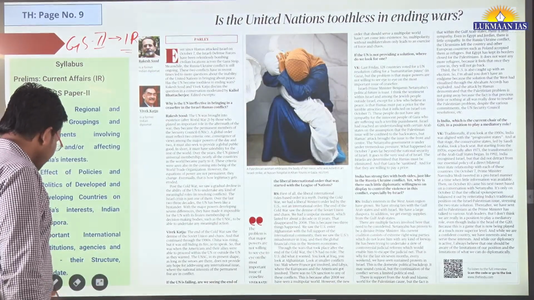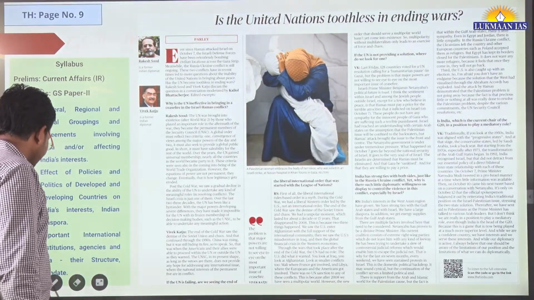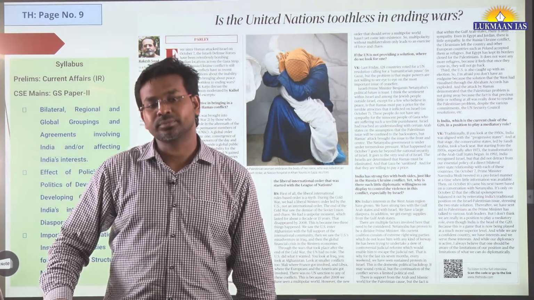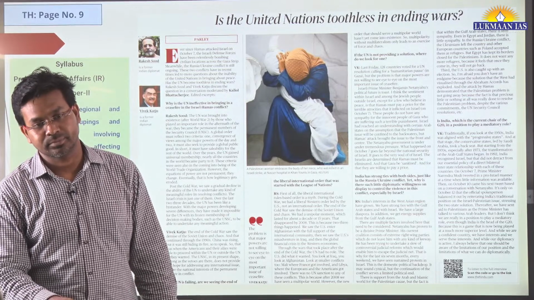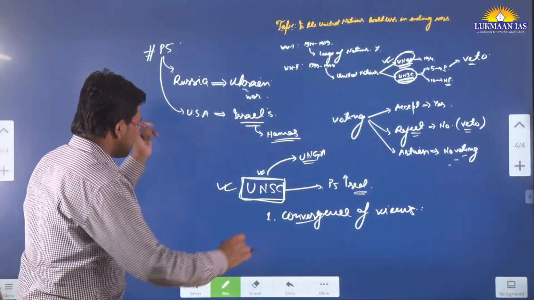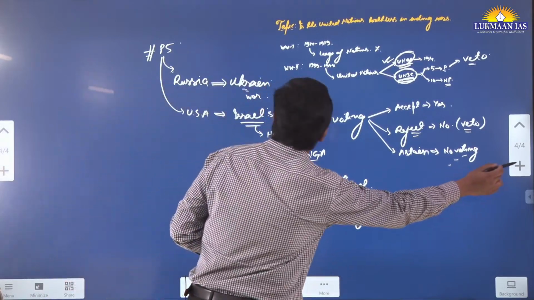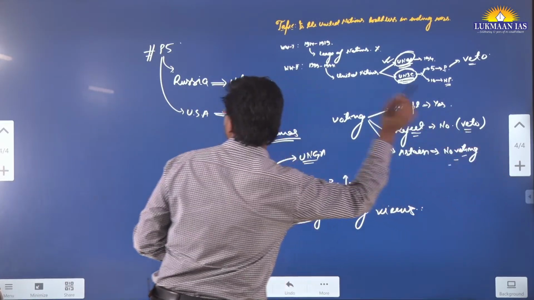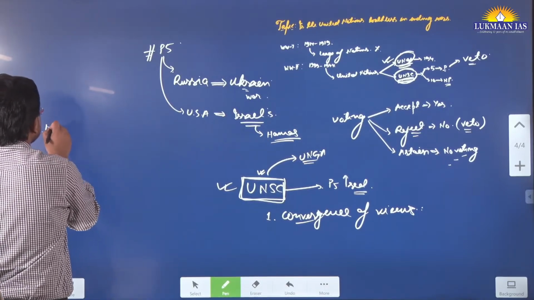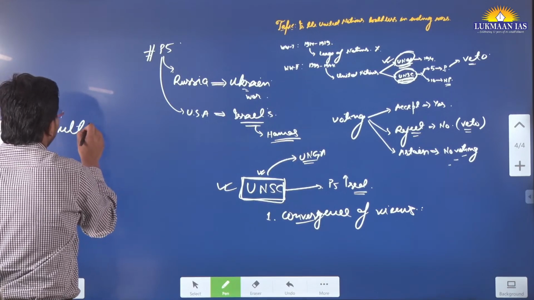Sir, one thing. The author has mentioned two terms here: multipolarity and multilateralism. Sir, what is the difference between the two? Multipolar and multilateralism. So we will understand this concept also. What do we mean by multipolar and multilateralism? So let's understand here. Number one is multipolarity.